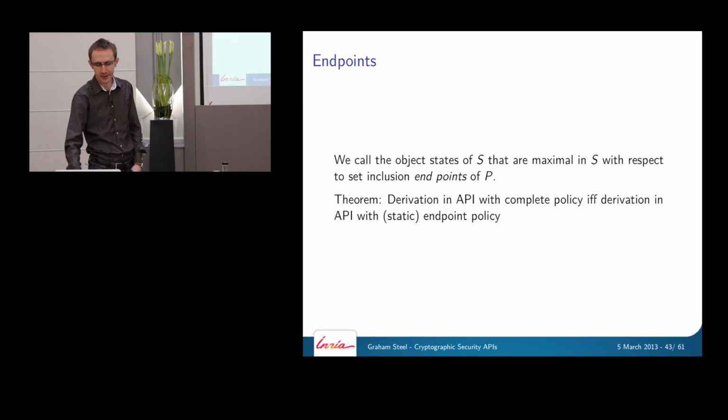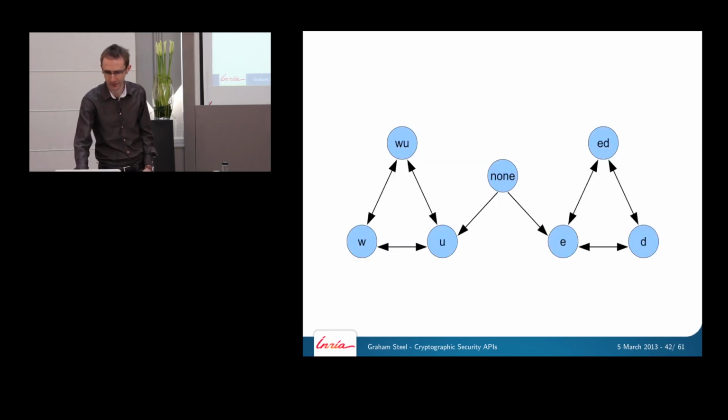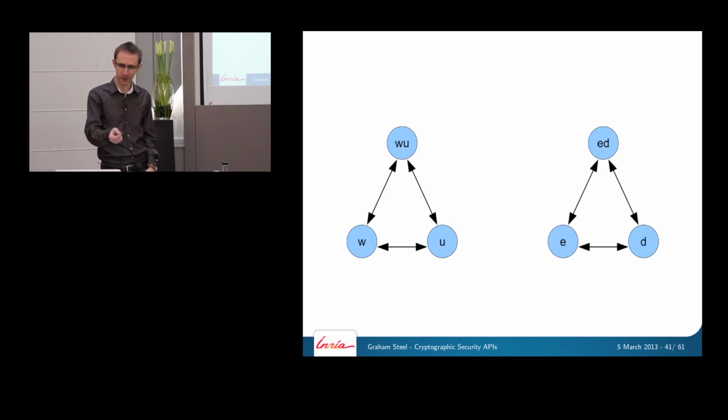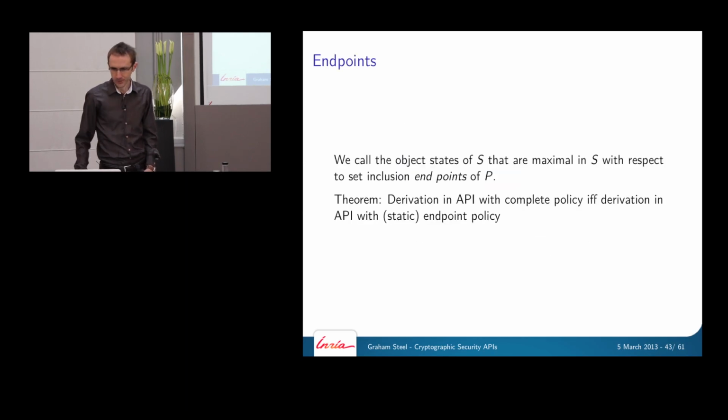Okay, so notice that each of those cliques had a sort of maximal point. It had a point which has the property that anything that I can do with any of the other nodes in that clique, I can definitely do with the endpoint node of the clique. So in this example, my endpoint nodes are the WU and the ED. So these are the endpoints of the policy.